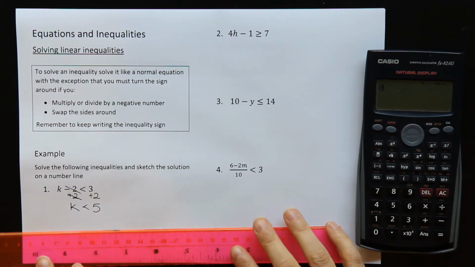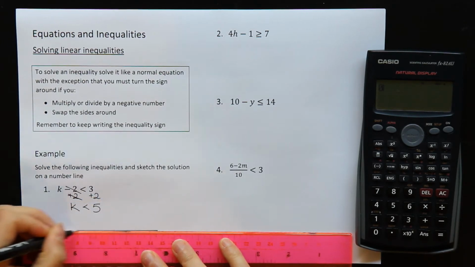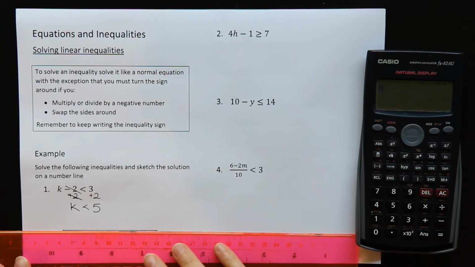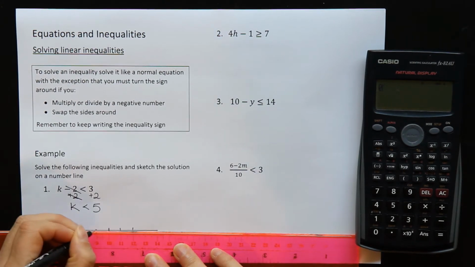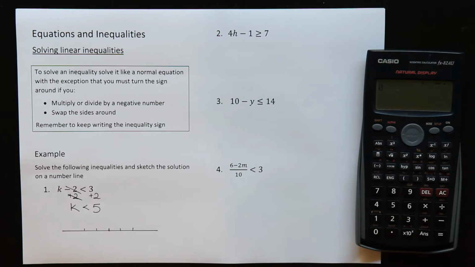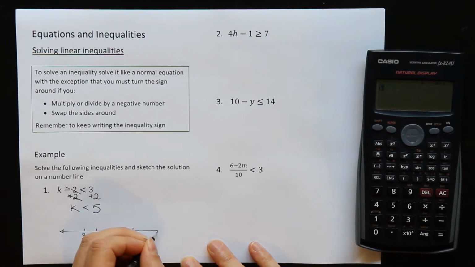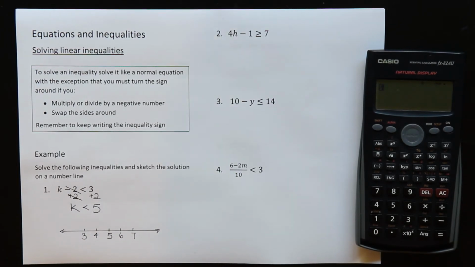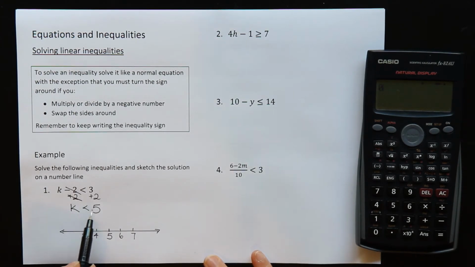To do that, get your ruler and rule a line probably about 5 centimeters long. It doesn't need to be accurate, mine's much bigger. I like to have my numbers in the middle, and I want a few numbers higher and a few numbers lower. So 5 is my solution, it's going to be in the middle. As you count up from 5, you have 6, 7, and you count down from 5, you have 4, 3. Put some arrows on your number line, because that means your number line can keep going forever if it needs to. Now we have a solution at k is less than 5.